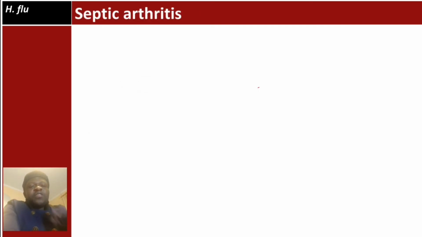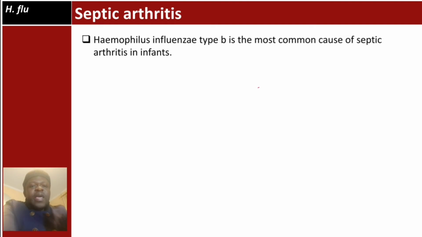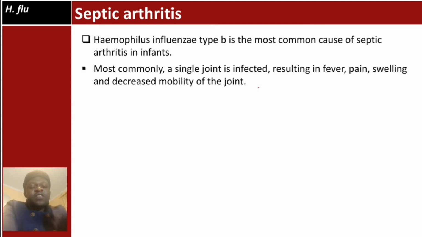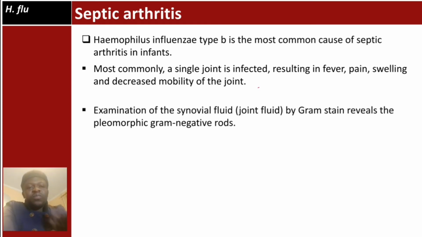Right, the next disease is septic arthritis. Haemophilus influenzae type B is the most common cause of septic arthritis in infants. Most commonly, a single joint is infected, resulting in fever, pain, swelling, and decreased mobility of the joint. Examination of the synovial fluid, that's the joint fluid, by Gram stain reveals pleomorphic gram-negative rods.